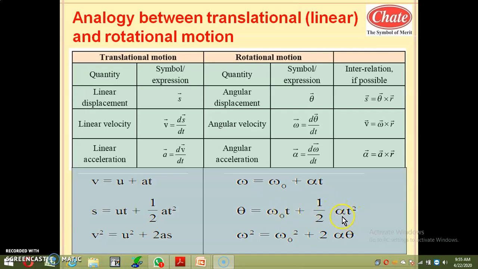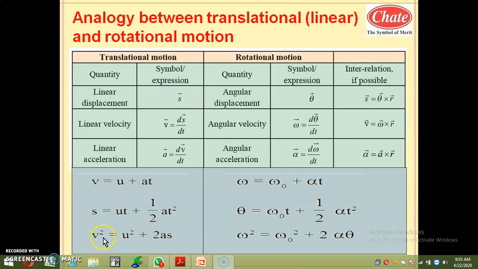If alpha is 0, that is a case of uniform rotational motion. Like a fan moving with a constant speed, then alpha will be 0. In that case, this term becomes 0. Your theta will be simply omega naught into t, that is, initial angular velocity into time.